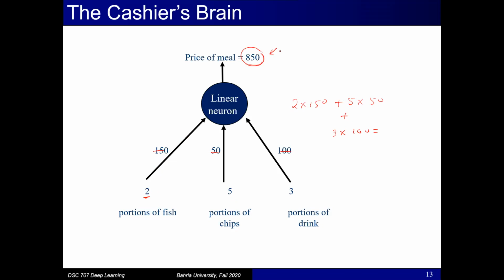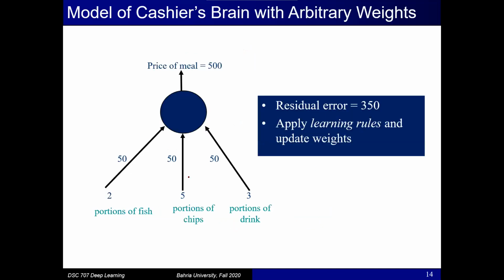So one day you think, let's try and guess what could possibly be the prices of these items. You start with a random guess and say, let's assume the price of everything is like 50. And then you say, if these are the prices, what would be my bill? So you do 2 into 50 plus 5 into 50 plus 3 into 50, and you end up with 500. The actual bill was 850, but your estimate is 500. So there is a difference of 350 rupees, which is your error or residual.